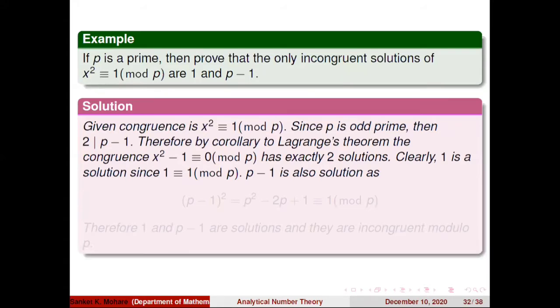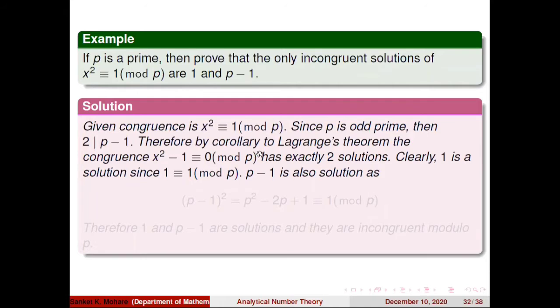The given congruence is x squared congruent to 1 mod p. Since p is an odd prime, then 2 divides p minus 1. In the example they have given p is an odd prime. So for any odd prime p, 2 always divides p minus 1.